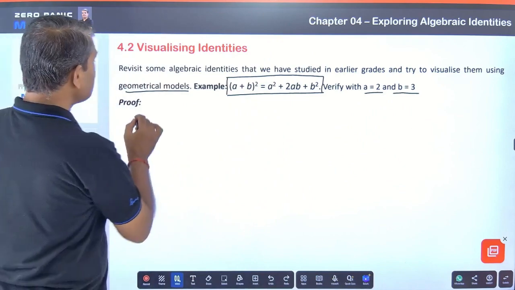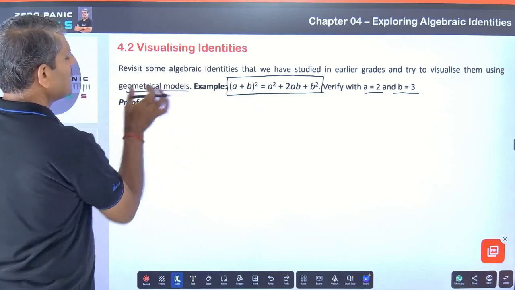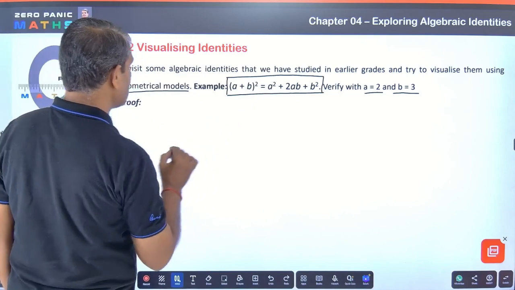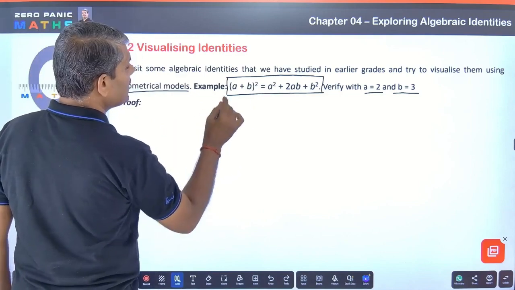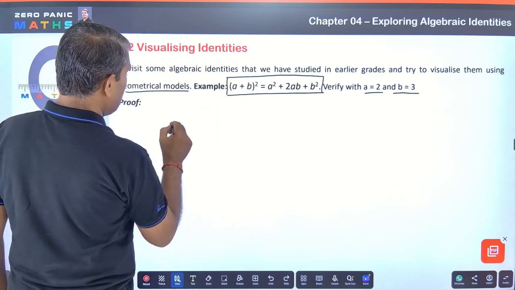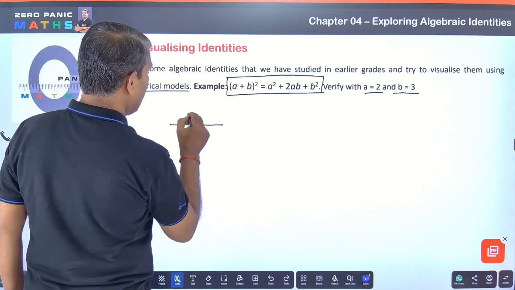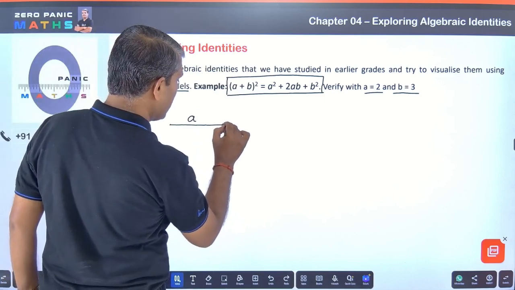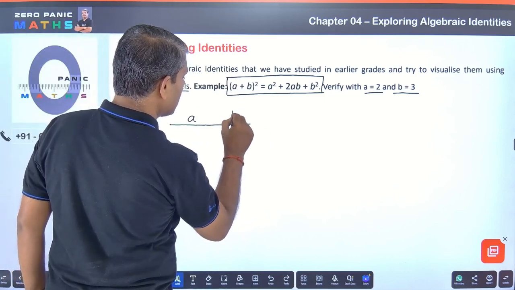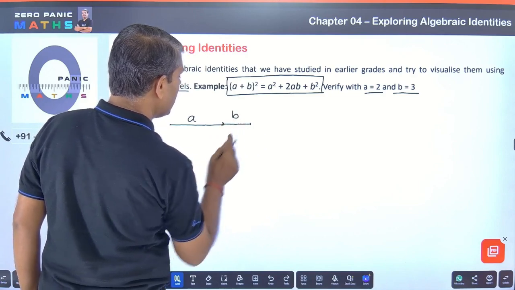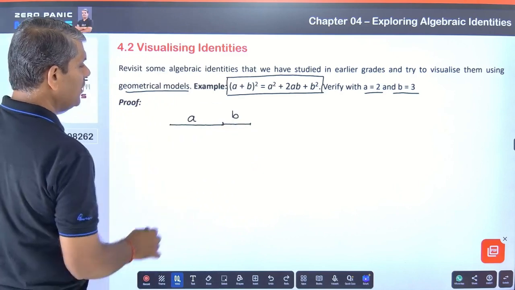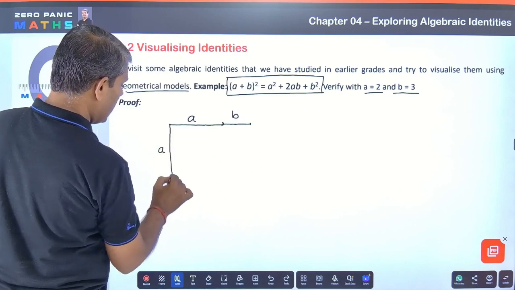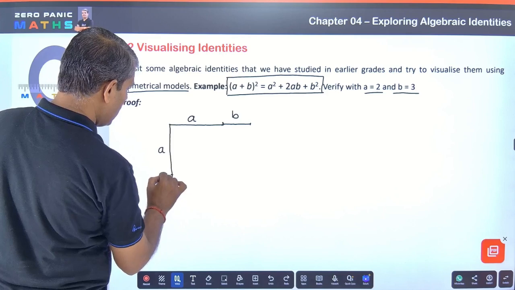Now let us prove this formula with some geometrical models. See this, it is very important and very interesting also. To prove this, let me consider a line segment of length a, and beside that consider another line segment of length b. Assume that this is of length a and this is of length b. Let us put that same line of length a vertically, and beside that length b vertically also.